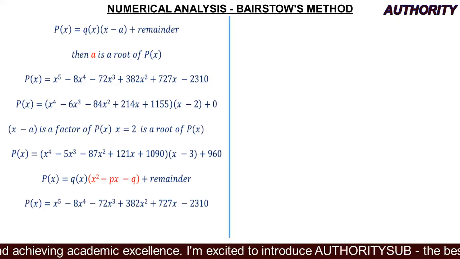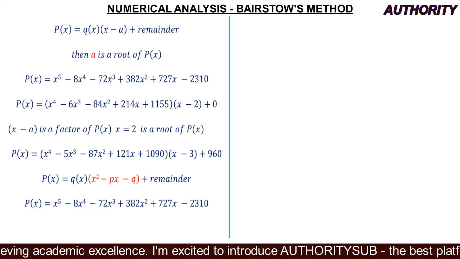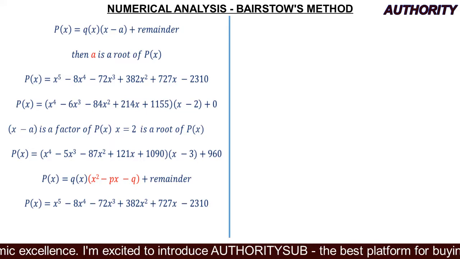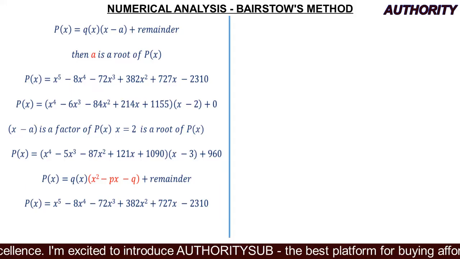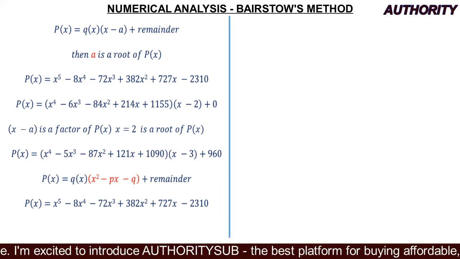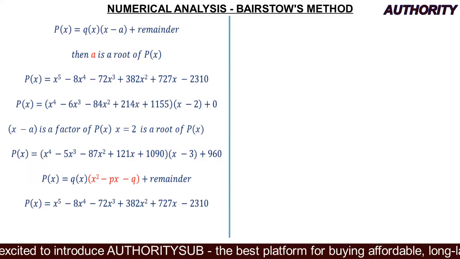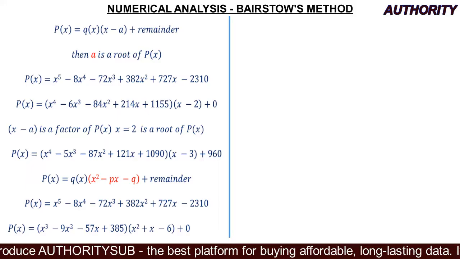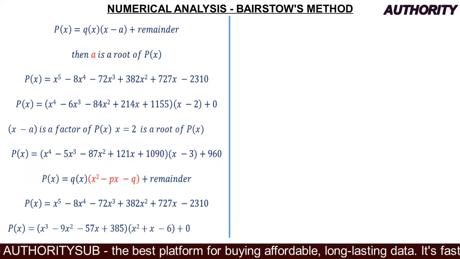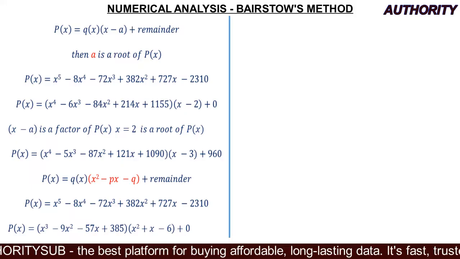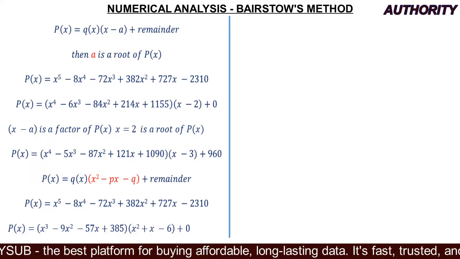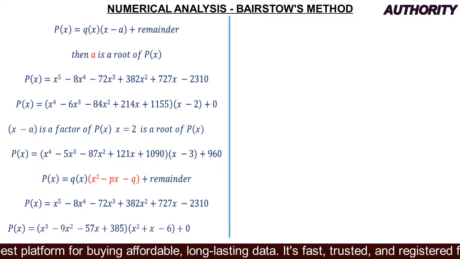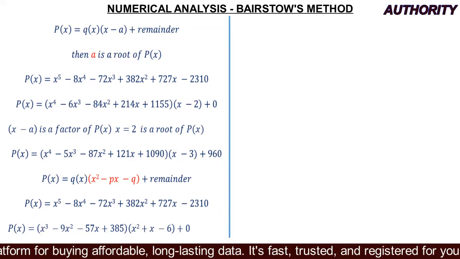We have x raised to the power of 5 minus 8x raised to the power of 4 minus 72x cubed plus 382x squared plus 727x minus 2310, right? Good. So this polynomial could be written as a product of two polynomials, of which one is quadratic. It could be written like this: x cubed minus 9x squared minus 57x plus 385, in bracket x squared plus x minus 6, plus 0.